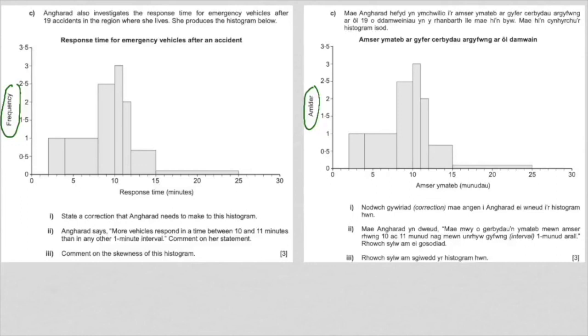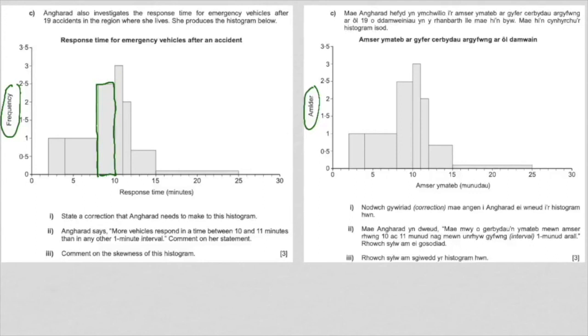Angharad says more vehicles respond in a time between 10 and 11 minutes than any other 1 minute interval. Comment on her statement. Well, that may be true, but it may well not be true. For example, if we look at the column between 8 and 10, so this one here, that has a width of 2 and a height of 2.5, so it represents 5, because the area in a histogram represents the number. So all of those 5 could have happened, for all we know, between 9 and 10 minutes, or between 8 and 9 minutes, in fact. So we just don't know.